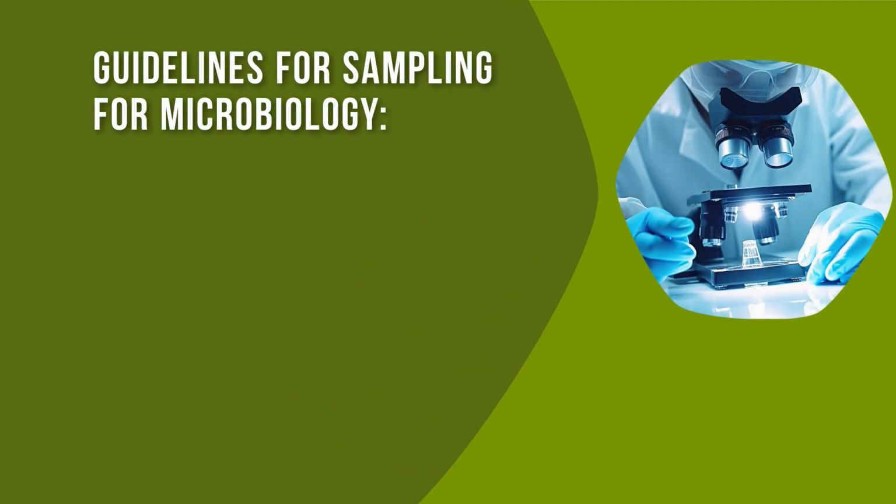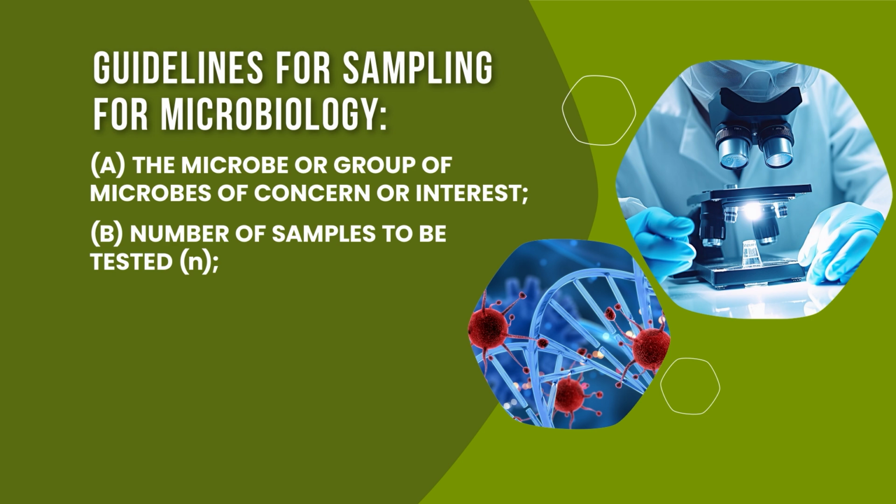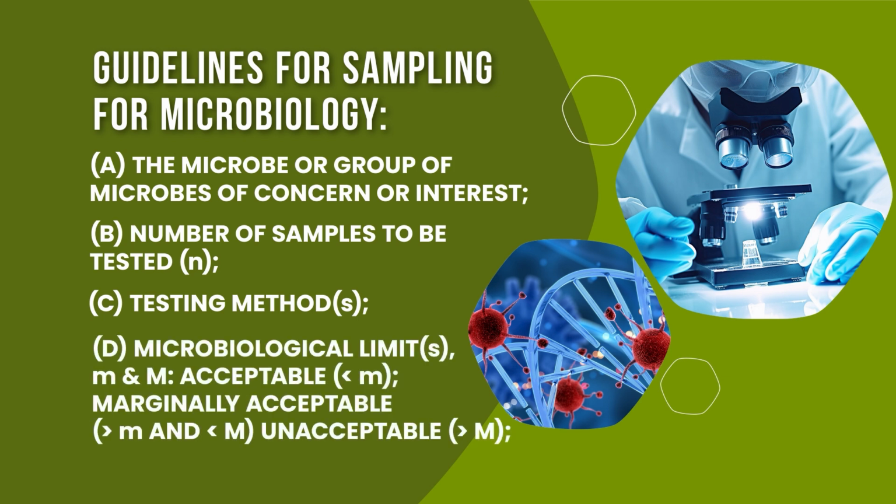That was a layout. Now let's see the guideline for sampling of microbiology. This is very important. The microbes or group of microbes of concern or of interest. So first, number of samples to be tested. We must decide how many samples we are going to test. Testing method, which method we will use. Microbiological units, small m and capital M. Now the small m, less than small m means acceptable. What is the concentration of microbes, what is the microbial load, if it is less than m, acceptable.